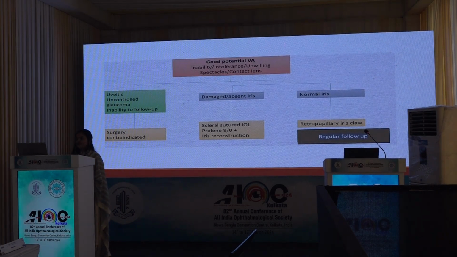Now, how to decide which lens to implant in cases of compromised sulcus? We should see whether the patient has good visual outcome, with good potential of visual acuity, and whether the patient can tolerate spectacles and contact lens. If the patient has normal iris, then we can go ahead and implant retropupillary iris claw lens. In these patients, it is important to do regular follow-ups.